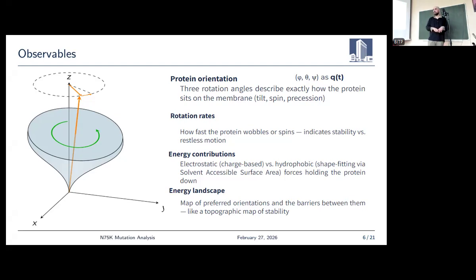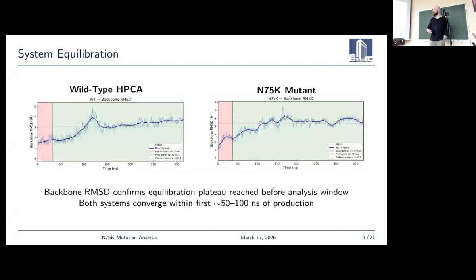And by Boltzmann inversion of two variables like tilt and spin angles, or by some comparison to the electrostatic energy, we can get some landscapes that will tell us where the minima of this protein's membrane-bound state are, and yeah, system.